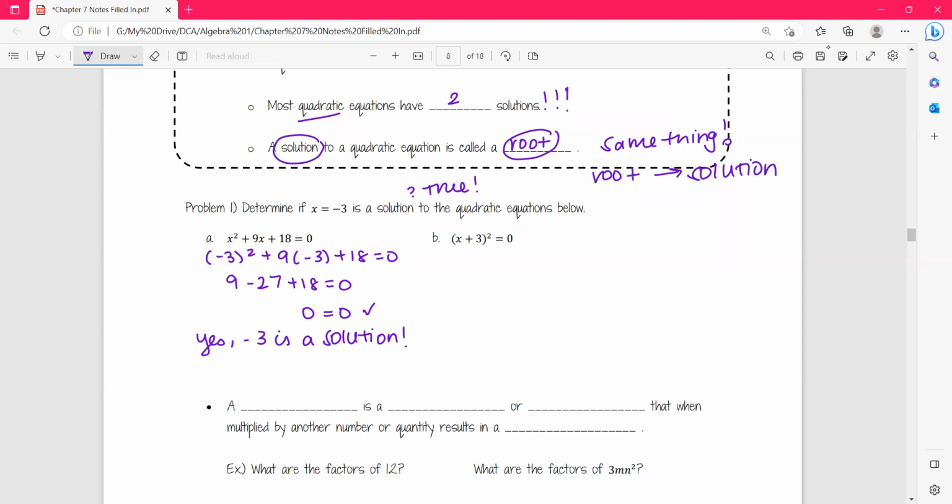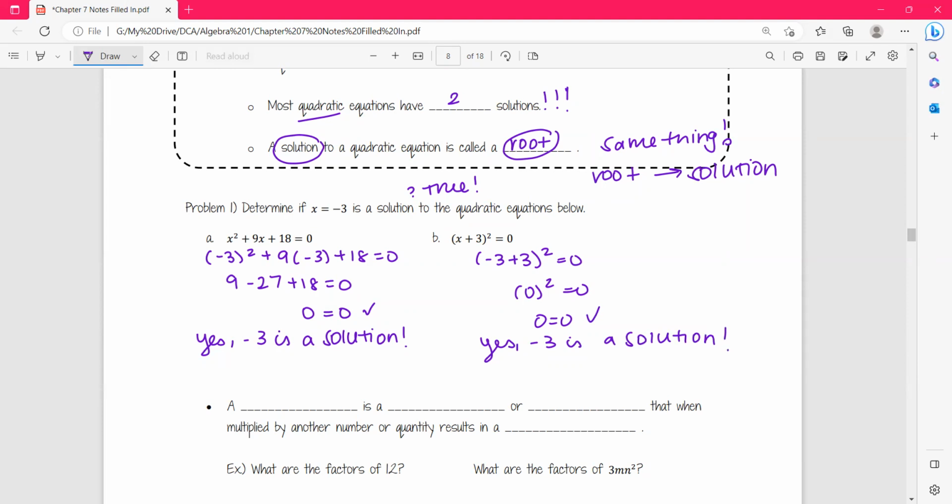That's a true equation. Okay, let's plug it in here. I'm going to have -3 plus 3, squared, equals 0. -3 plus 3, well, that's 0 squared equals 0. 0 equals 0. So I can say, yes, -3 is a solution when it creates a true equation.